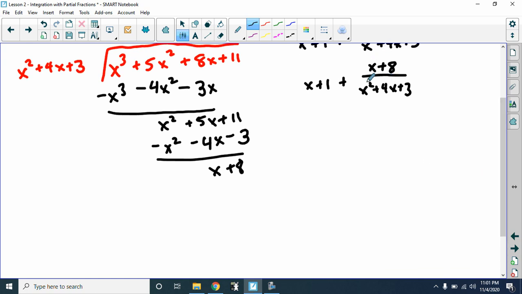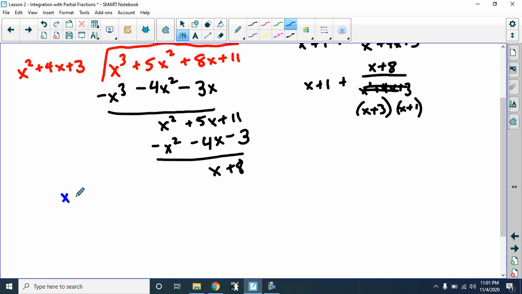I just rewrote the same thing twice there. I don't know why I did that. I wanted the x plus 3 and x plus 1. So the x plus 1 is on there. We don't need to worry about that much. It's going to be part of it, but this is what I'm working with on my partial fractions.